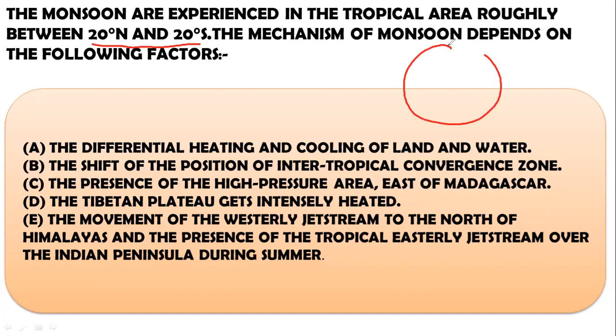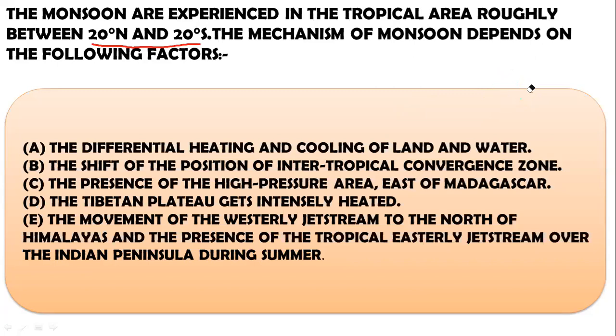Now, the monsoon is experienced in the tropical areas of Earth, roughly between 20 degrees north and 20 degrees south. This is Earth. This is equator at 0 degrees, and this is 20 degrees north. This is 20 degrees south. So this entire area experiences monsoon type of climate, or this entire area experiences monsoon.